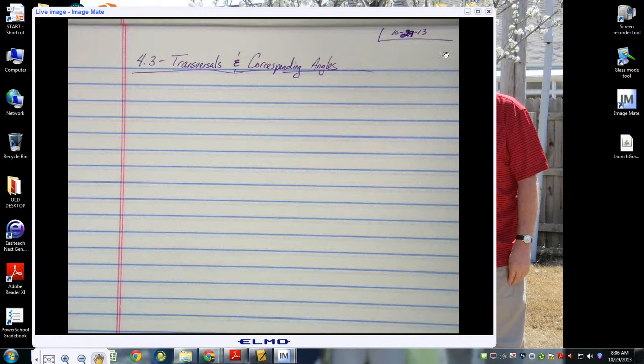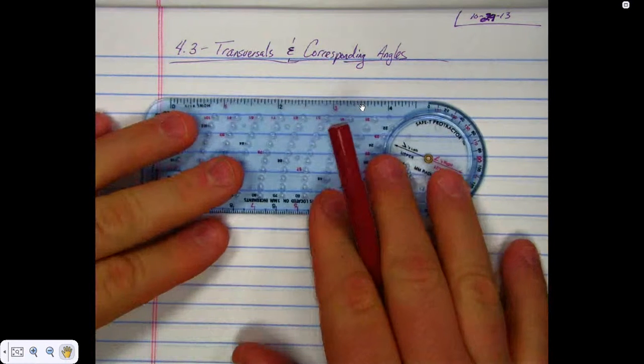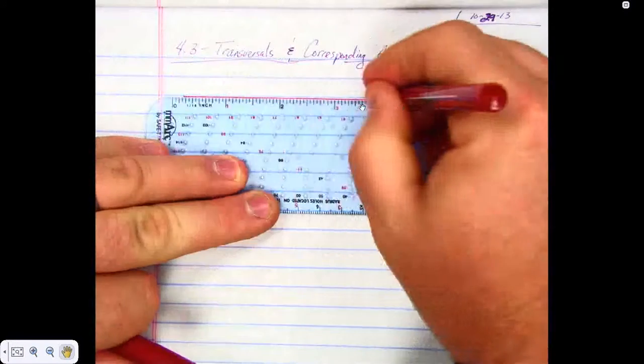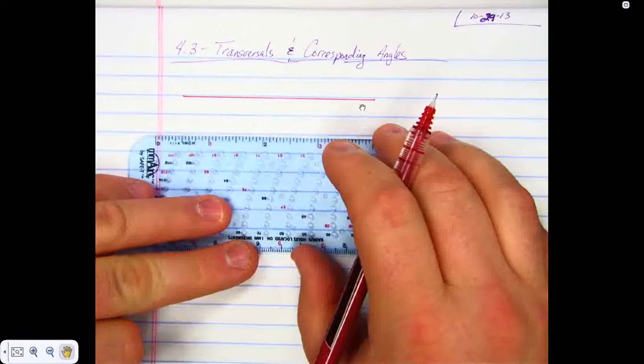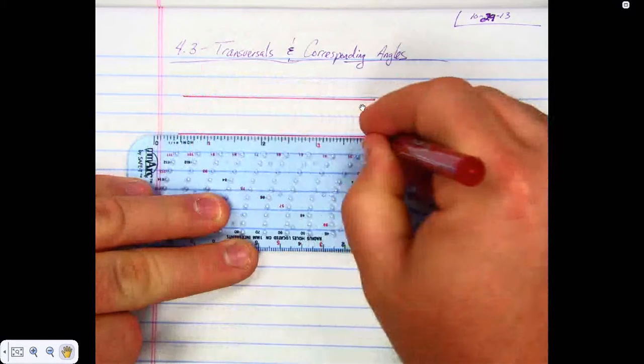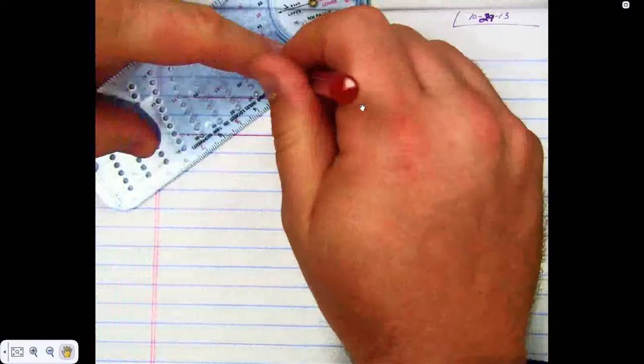Transversals and corresponding angles. All right. As you remember, let's draw two parallel lines. And we'll draw a transversal.